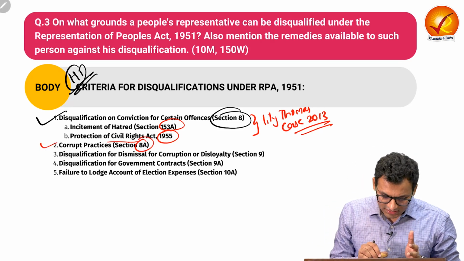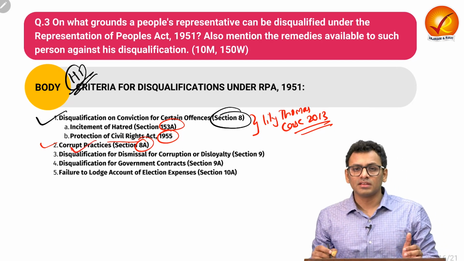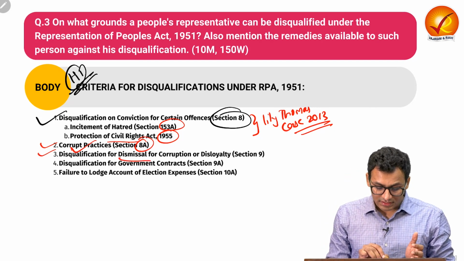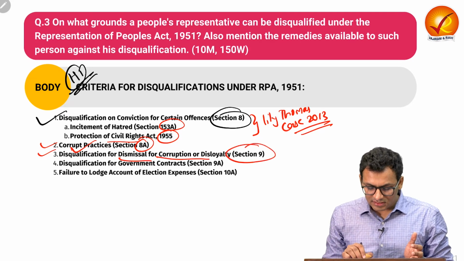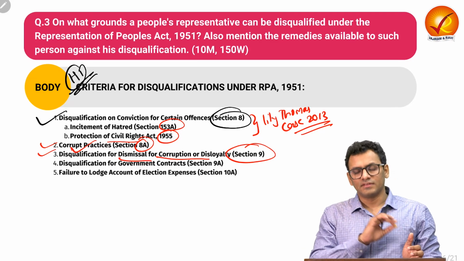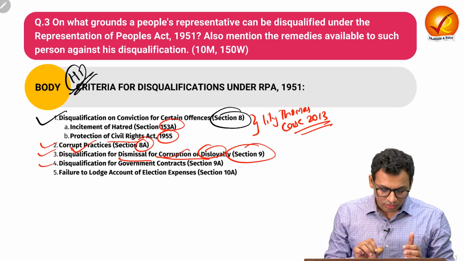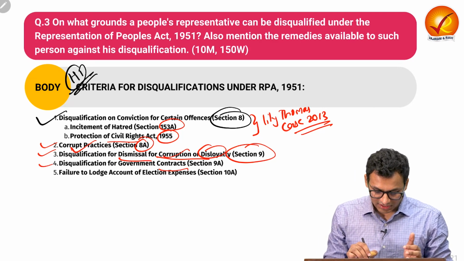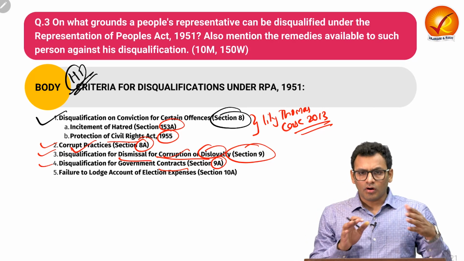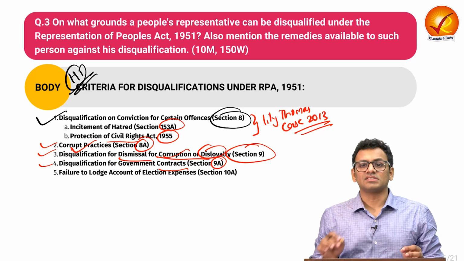The second point, for Section 8A, we have seen how corrupt practices such as bribery can also lead to disqualification. The third point is with respect to disqualification for dismissal for corruption or disloyalty, which is under Section 9 of the Act. Again, a similar reflection: if they are found guilty of corruption or disloyalty, they shall be disqualified. The fourth is disqualification for government contracts under Section 9A, where if any elected legislator is also presently working on a government contract, they shall be disqualified.